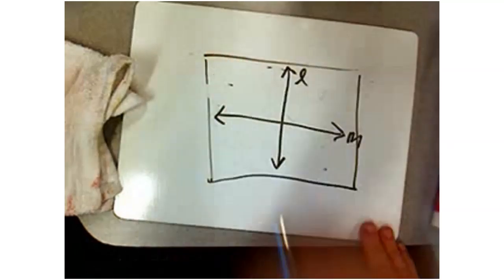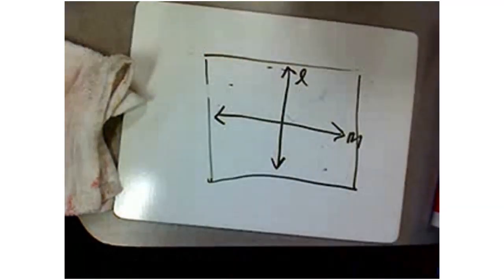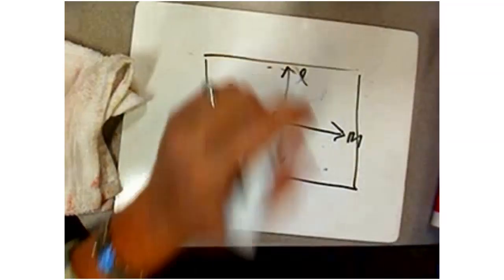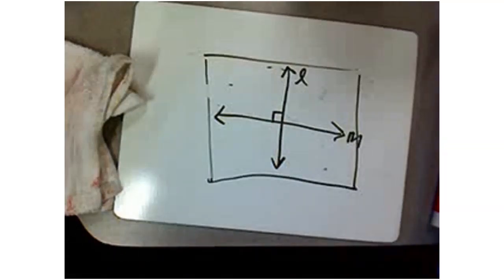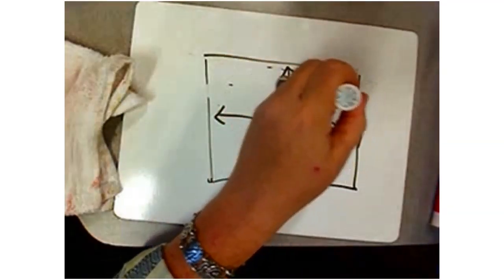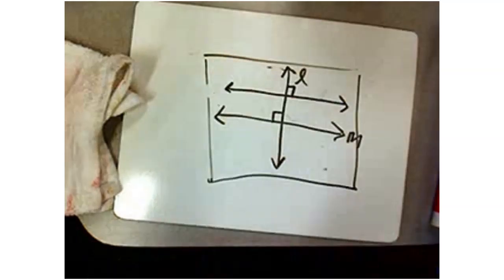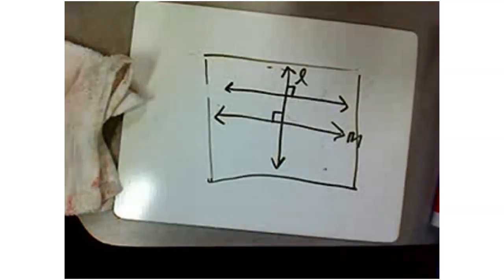What does that mean, perpendicular? They cross. They cross each other, sort of, at an angle. What kind of angle if they're perpendicular? A 90-degree angle. Okay. Line N is perpendicular to line L. Which statement is true?